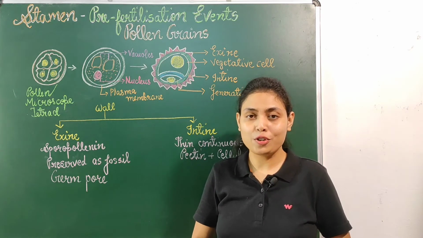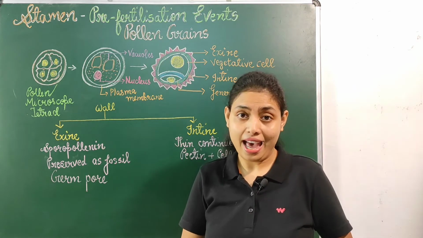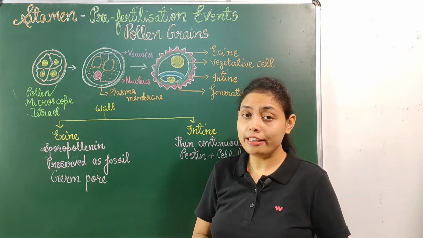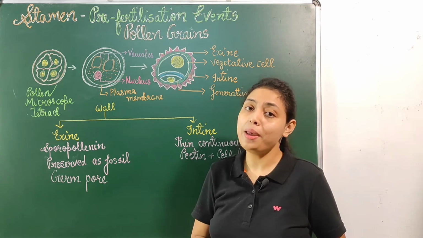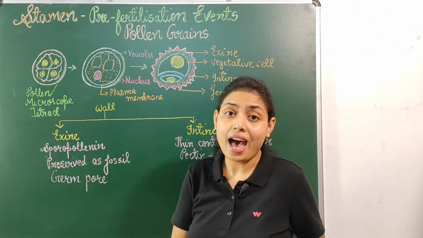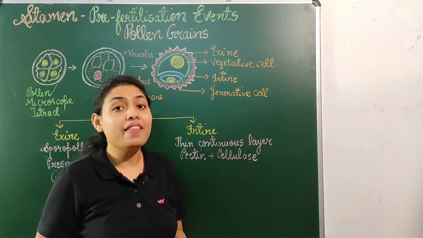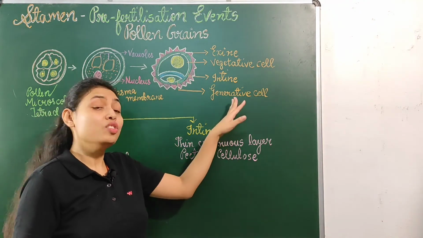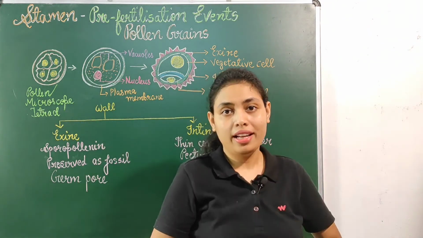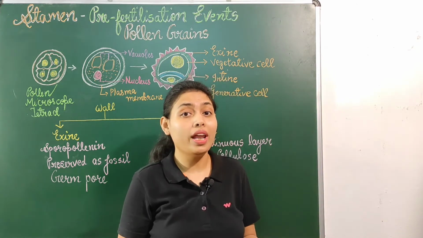Now let us see the structure of pollen grain. When a pollen grain is maturing, it has 2 vacuoles, 1 large prominent nucleus, and the cytoplasm is covered by plasma membrane. When a pollen grain matures, it has 2 cells. The first cell is known as vegetative cell and the second cell is known as generative cell. Pollen grain is surrounded by 2 walls. The outer wall is known as exine and the inner wall is known as intine.